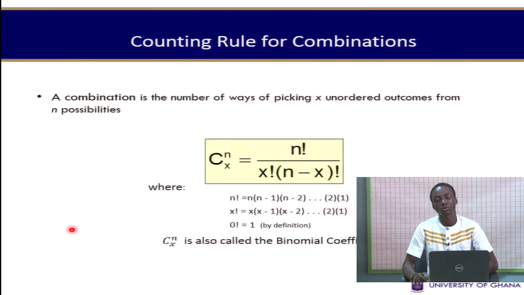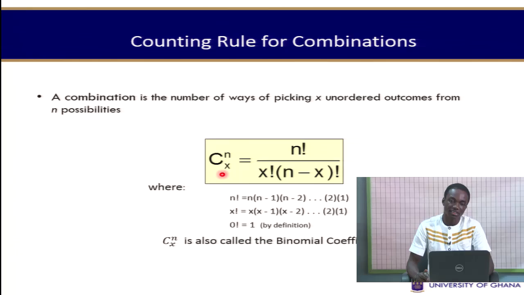Now, in binomial distribution, we'll be using combinations a lot. Actually, in our discrete random variable calculations, we'll be making use of combinations a lot, especially in binomial distribution and in the hypergeometric distribution. Now, a combination is just the number of ways of picking x unordered outcomes from n possibilities. For example, how many ways can you select 3 people to form a committee out of, say, 5 people?